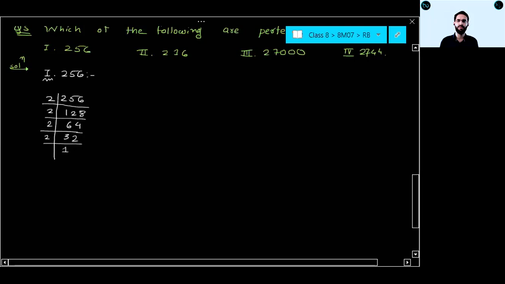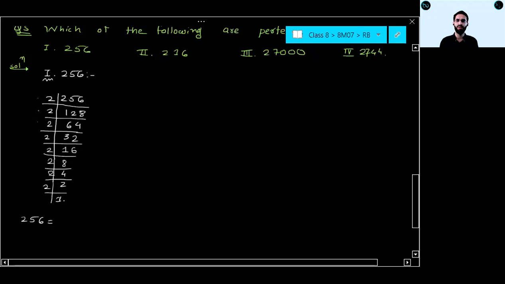Again by 2. 16. Then 2 eights are 16. Next. 2 fours are 8, next. 2 twos are 4, next. 2 ones are 2. So 256 can be written as how many times 2?